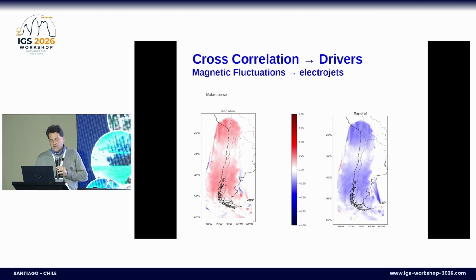Here you have, for example, AU and AL. AU and AL are electrojet indices. And you see that the contribution is not that amazing. There's a little correlation, but not that much.